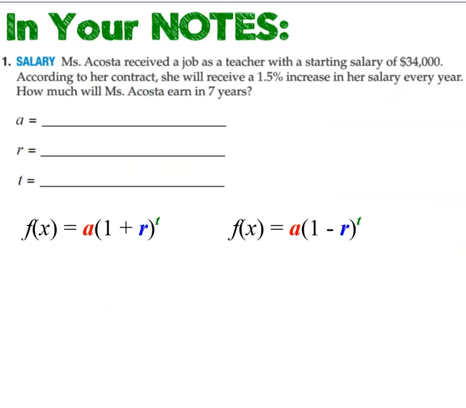All right, let's try one that hasn't been completed. Miss Acosta received a job as a teacher with a starting salary of $34,000. According to her contract, she'll receive a 1.5% increase in her salary every year. How much will Miss Acosta earn in 7 years? So if we identify our values here, we're going to get an initial amount of $34,000. We're going to get a percentage rate of 0.015 and a length of time of 7 years.